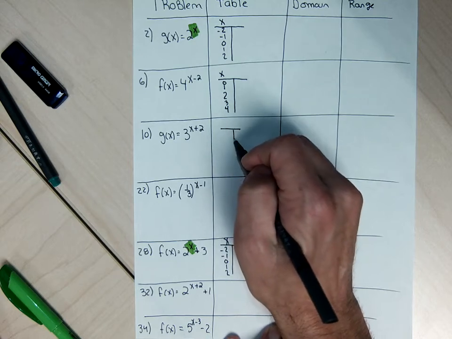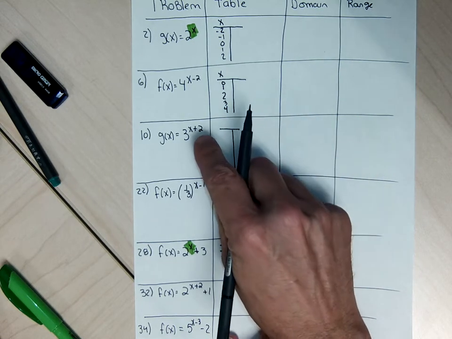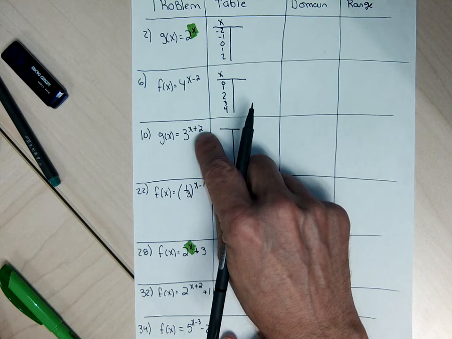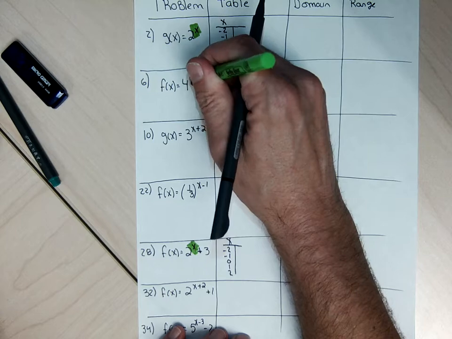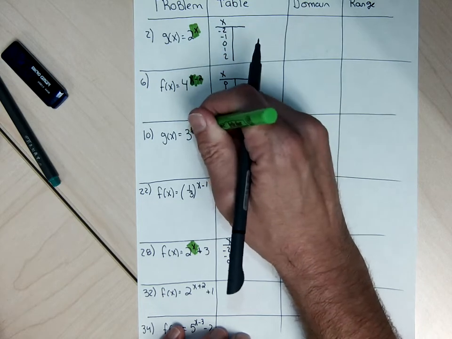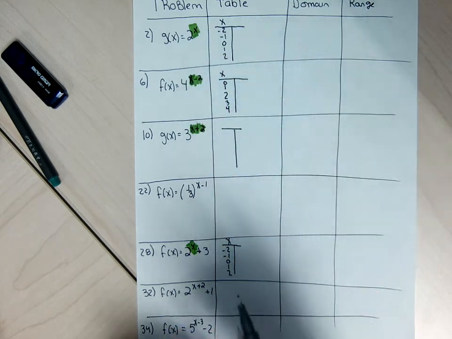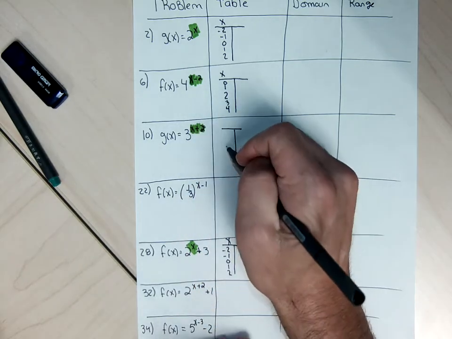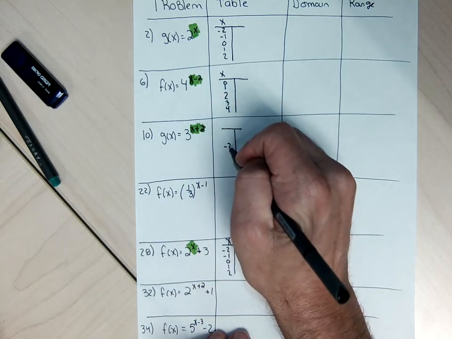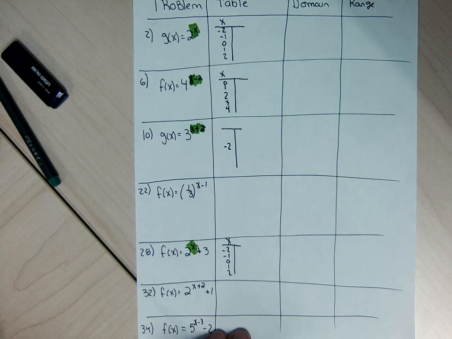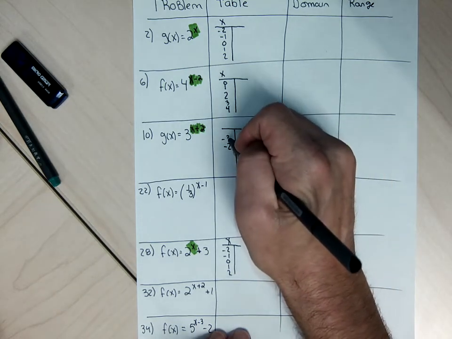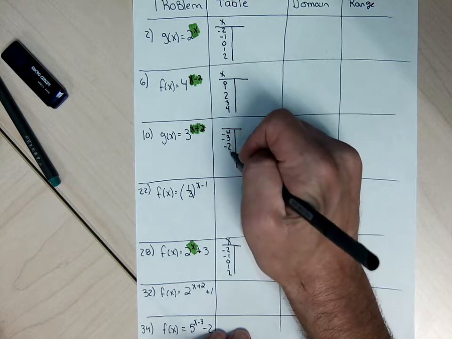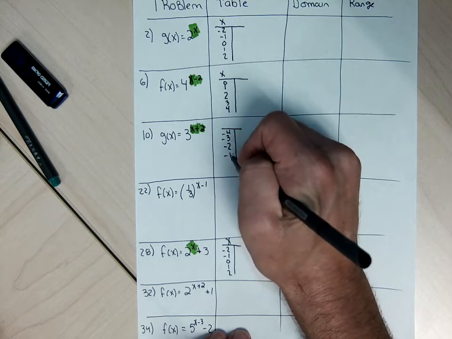If I was doing a table for problem 10, because the exponent isn't just a naked x, it has an addition or a subtraction sign. That one has an addition sign. If the exponent has x plus a number, you just take that number, you change its sign, put it in the middle of your x column, and then go smaller and bigger too. Smaller than -2 is -3 and -4. Bigger than -2 is -1 and 0.